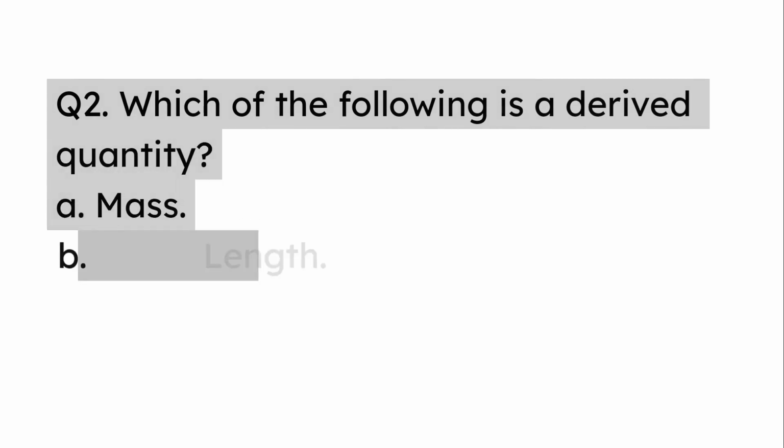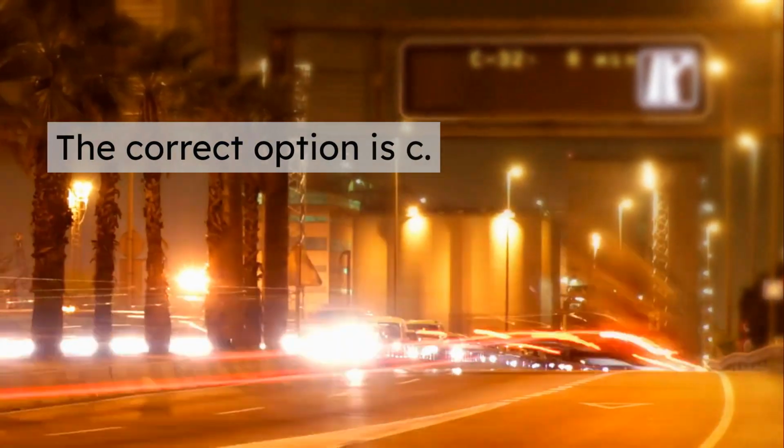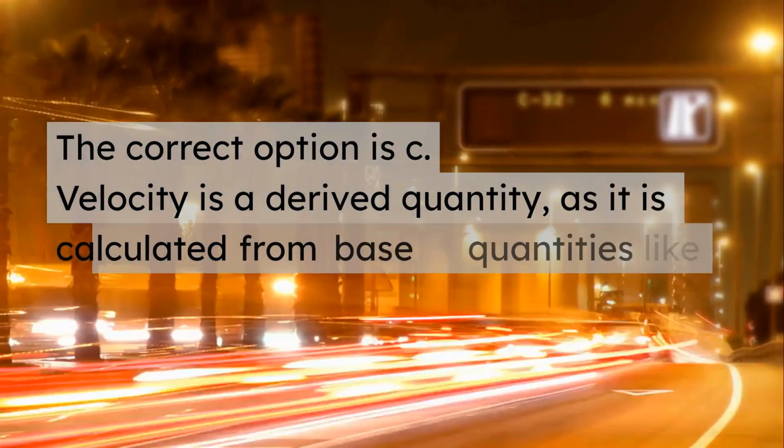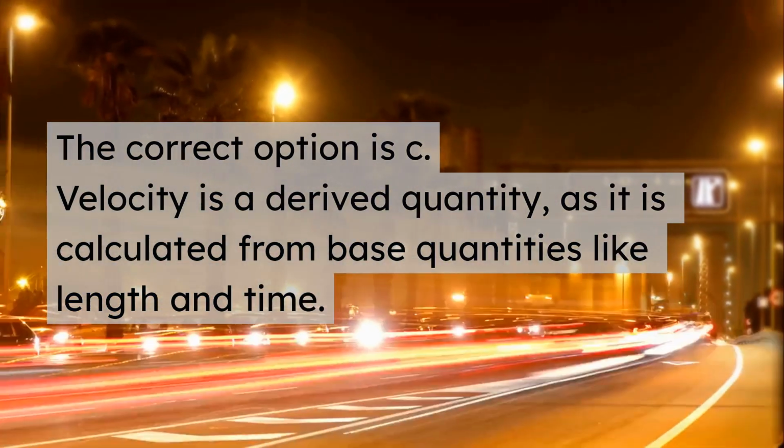Q2. Which of the following is a derived quantity? A. Mass. B. Length. C. Velocity. D. Time. The correct option is C. Velocity is a derived quantity, as it is calculated from base quantities like length and time.